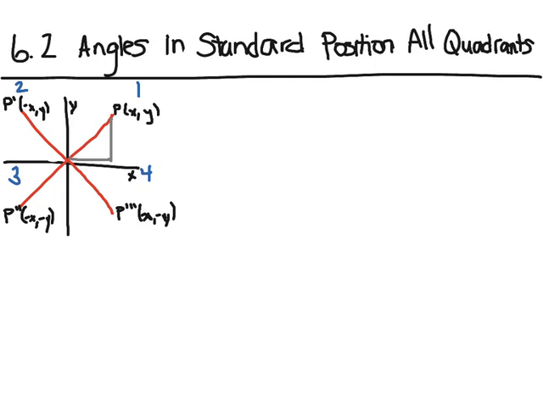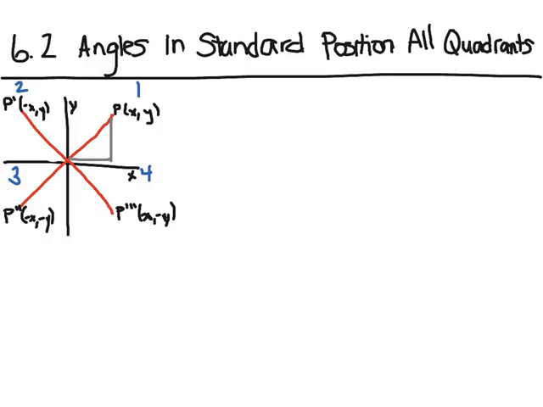In quadrant 2, we're going negative x and positive y. In quadrant 3, we're going negative x and negative y. And in quadrant 4, we're going positive x and negative y. We have reflections of these points on our graph.